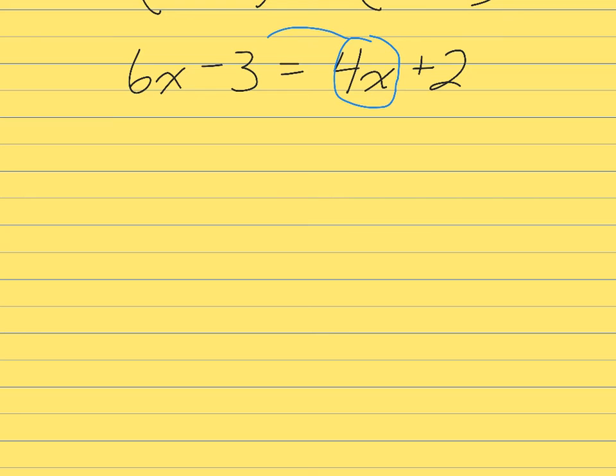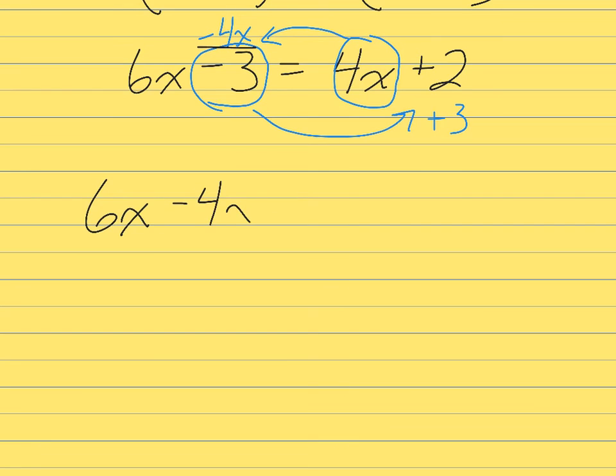I'm going to take this 4x and move it over here, but I know when I move it over, it's going to end up being a negative 4x. I'm going to do the same thing with this negative 3, and I'm going to move it over here, and it's going to become positive 3. So I've got to switch those around. So over on the left, I still have this 6x, but now I have this negative 4x. On the right-hand side, I have the 2, and I've now added this plus 3.